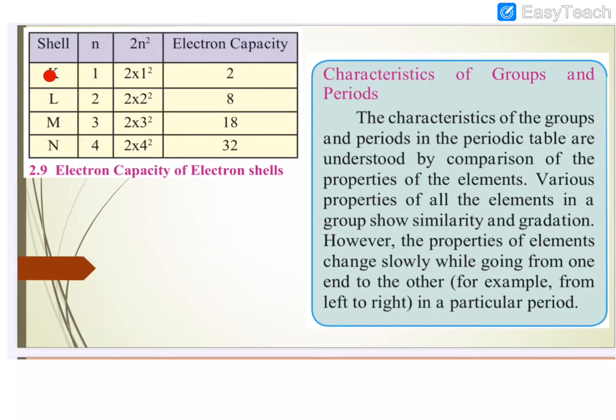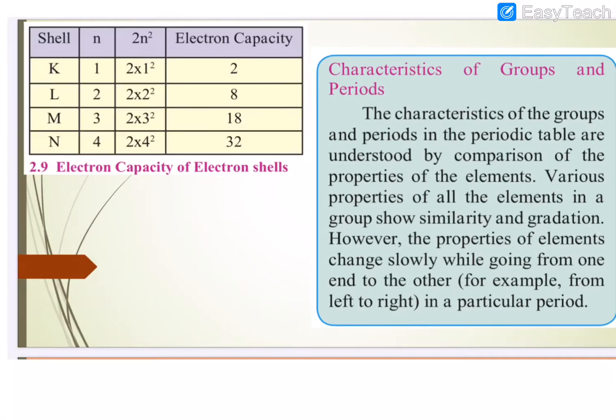The total number of electrons in a shell can be found using the formula 2n squared. For the K shell, we substitute n equal to 1, so it is 2 into 1 squared, that is the total electron capacity. The K shell can hold a maximum of 2 electrons.